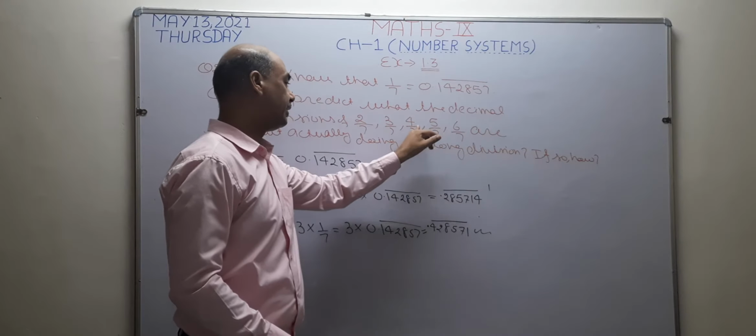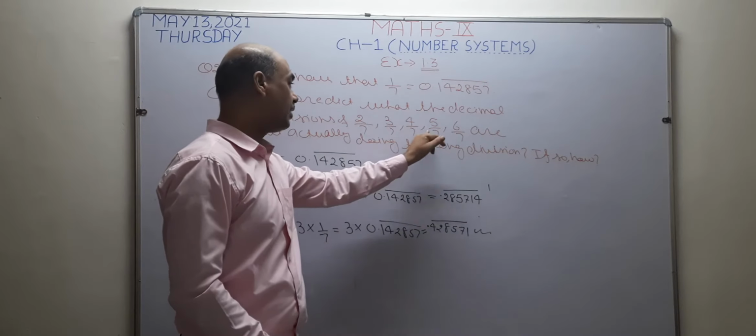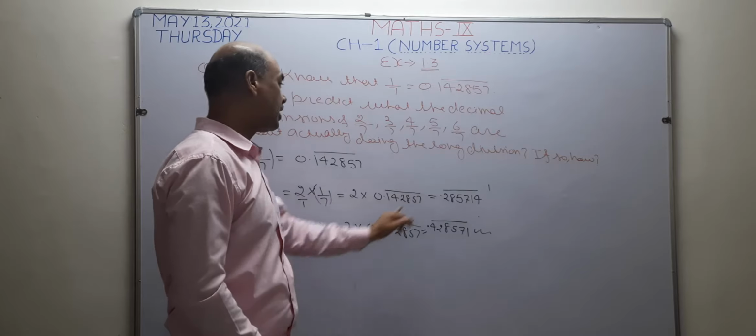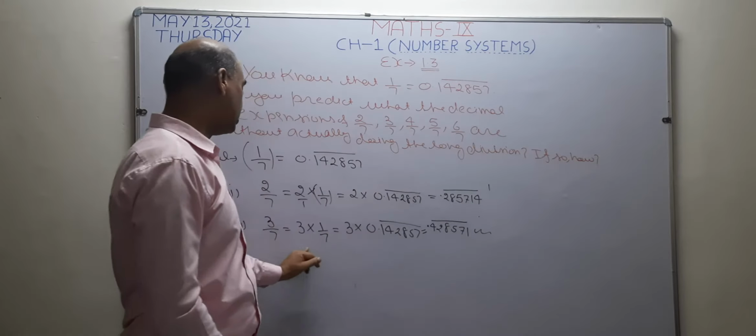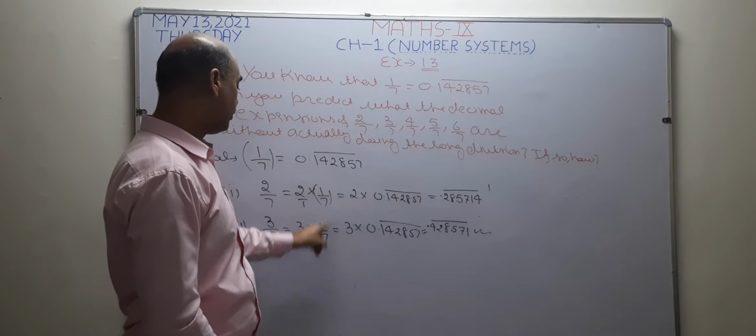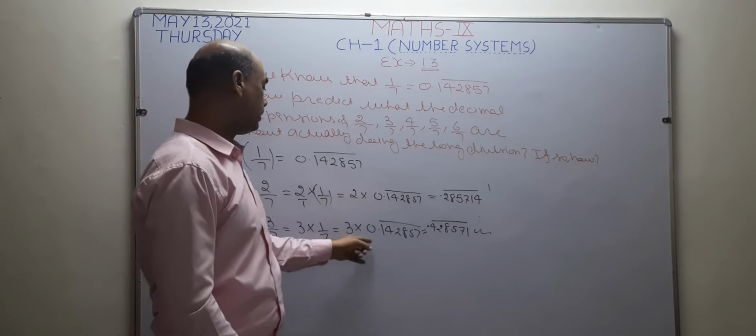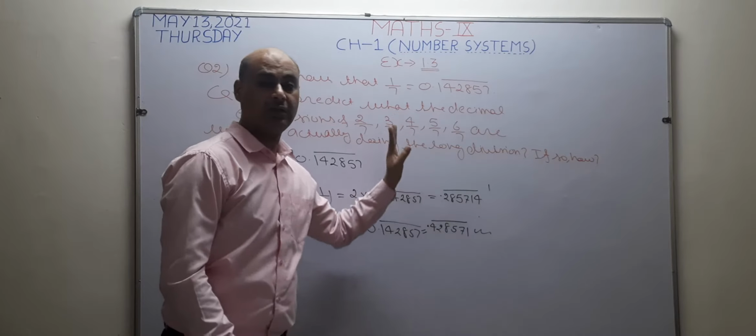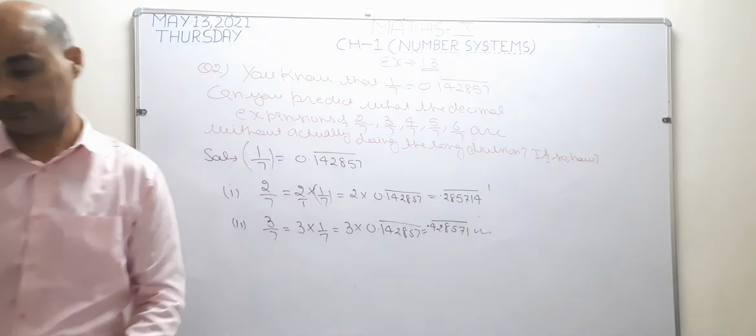4 by 7 can be written as 4 into 1 by 7, and 5 by 7 you are going to write 5 into 1 by 7, and 6 by 7 you can write 6 into 1 by 7. After that, write the value of 1 by 7 and multiply it by 4, 5 and 6. In this way you get your answer.